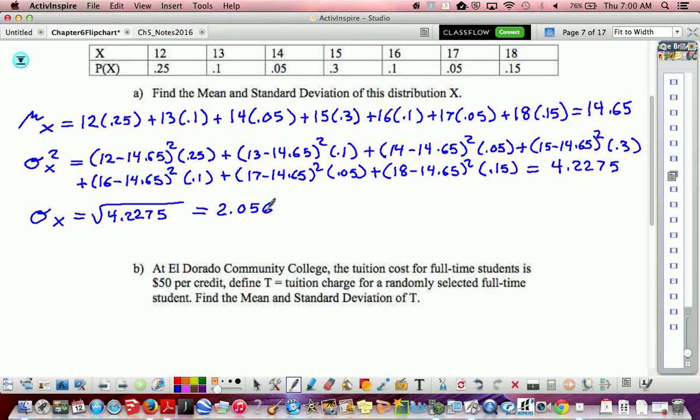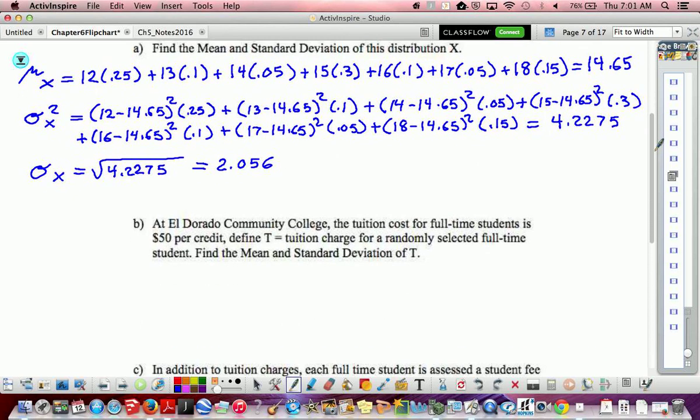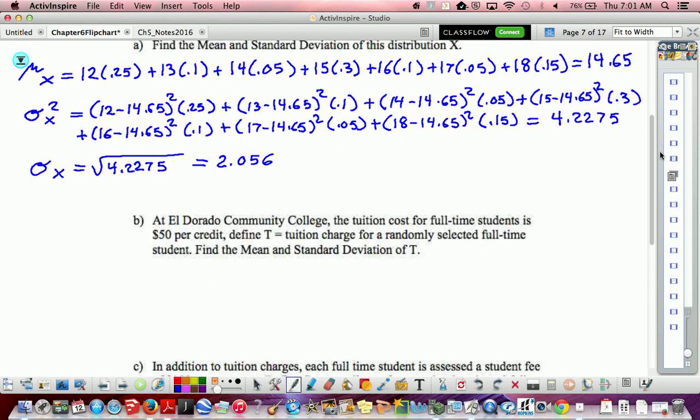The number of courses will differ on average from this mean by 2.056 units, for a randomly selected student. Okay? All right, so these two values are going to become important in our next couple calculations.